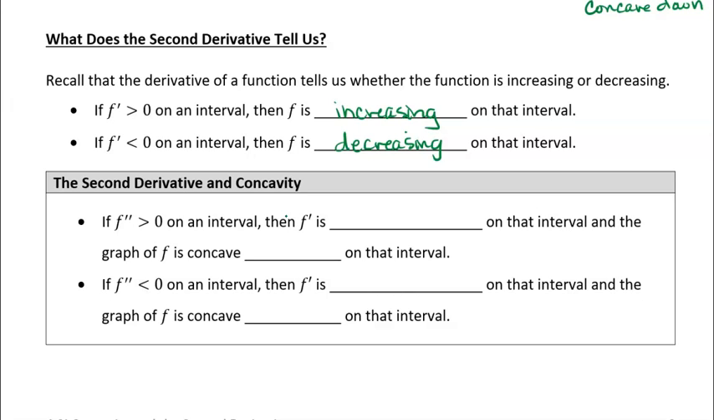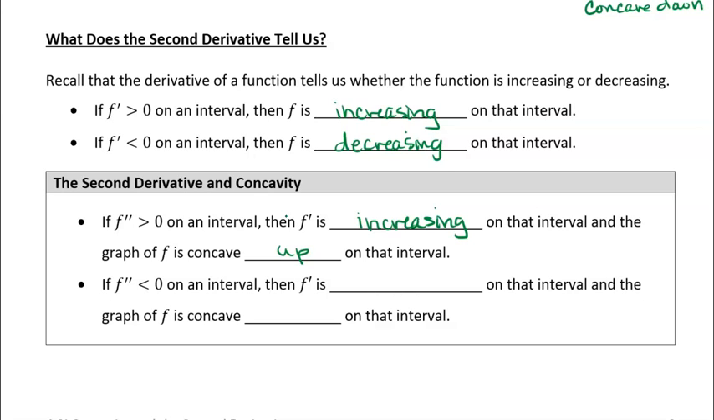Let's talk about the second derivative now, because that's the main point of this section. If the second derivative is positive on an interval, right? Now that's the derivative of the derivative, so it's telling us about whether the derivative is increasing or decreasing. So if the second derivative is positive, then the derivative is increasing, okay? Because it's just a derivative of the derivative. And it tells us that the original function f is concave up on that interval.